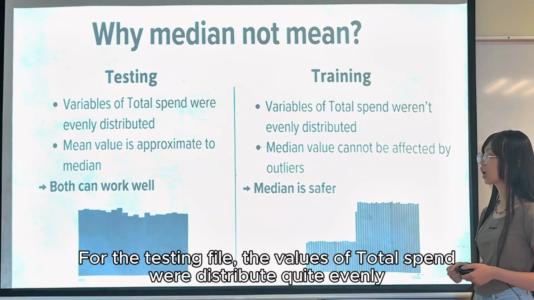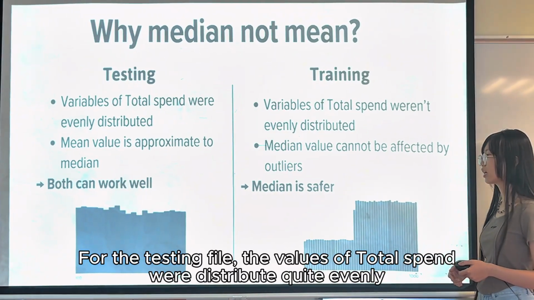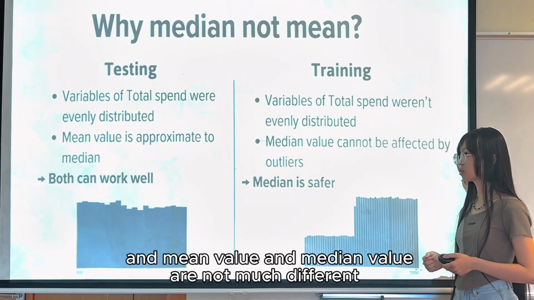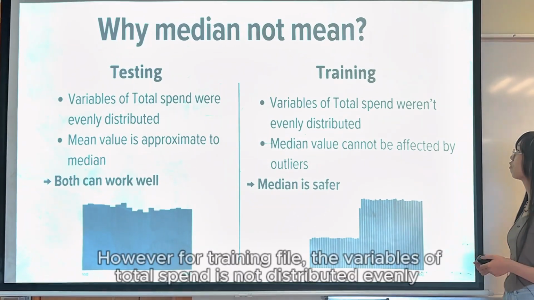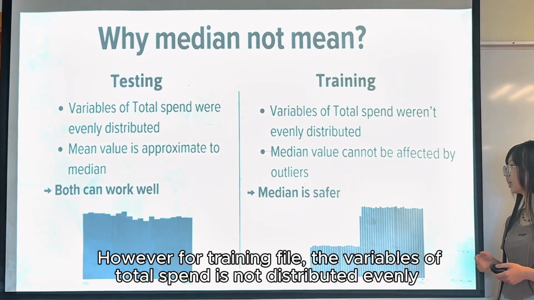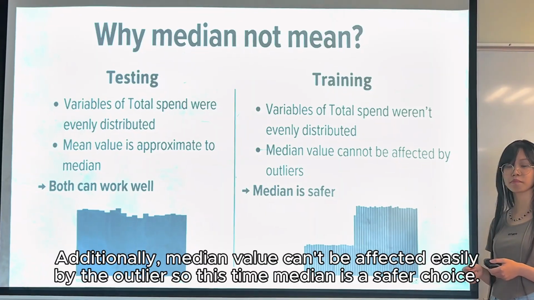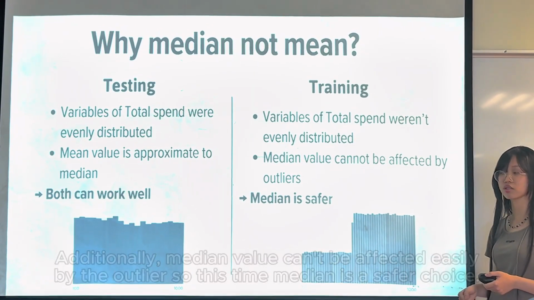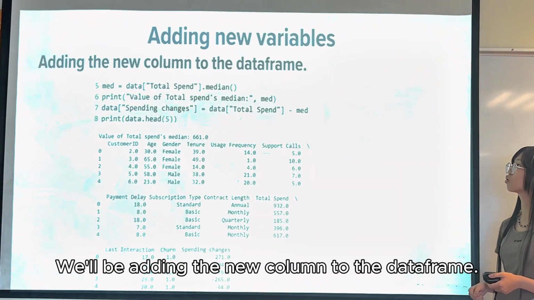For the testing file, the variable of total spend is distributed quite evenly, and the mean value and median value are not much different. However, for the training file, the variable of total spend is not distributed evenly. Additionally, the median value cannot be affected easily by outliers, so this time median is a safer choice. We'll add the new column to the data frame.